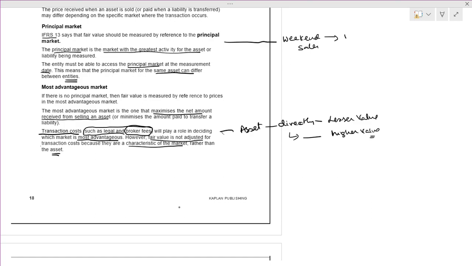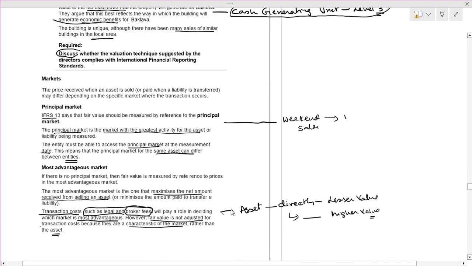Fair value is not adjusted for transaction cost because they are characteristics of the market rather than the asset. Transaction cost is a characteristic of the market, so fair value is not going to be adjusted according to the market. Fine. See, now I will just make it a point.